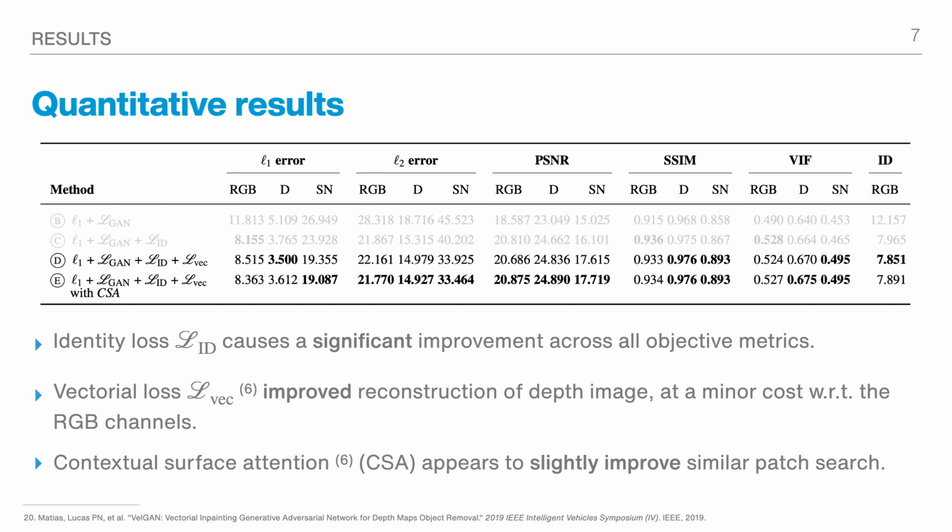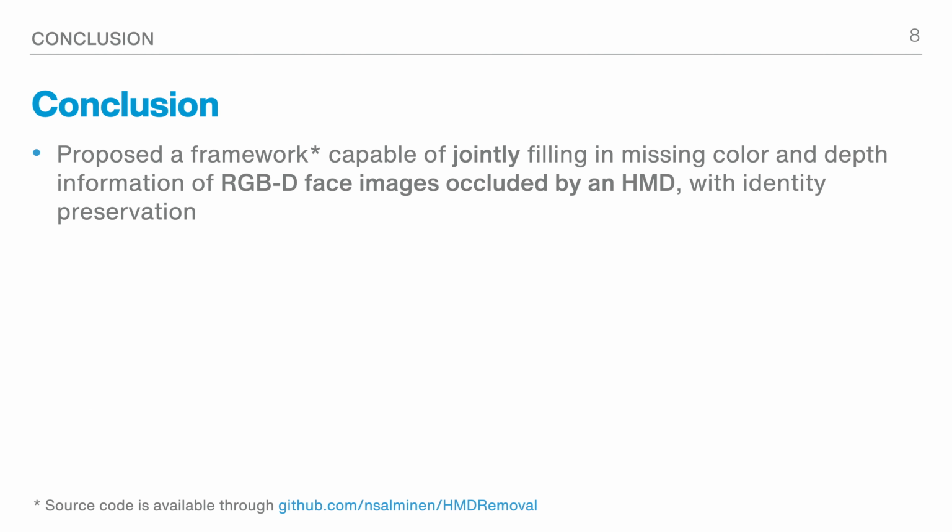In this paper, we proposed a GAN-based framework that is capable of simultaneously filling in the missing color and depth information of RGB-D face images occluded by an HMD, while preserving identity. Source code of our framework is available online. While we explored more complex forms of fusion, our framework uses data-level fusion. To improve the feature construction process and ultimately the results, we recommend further exploration of multimodal feature fusion.